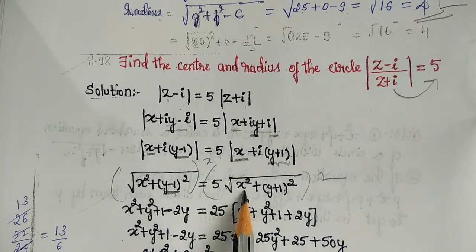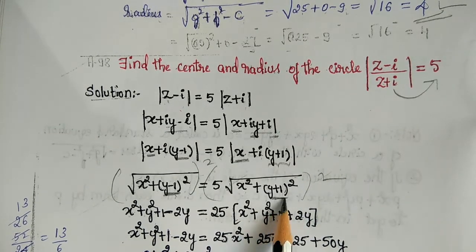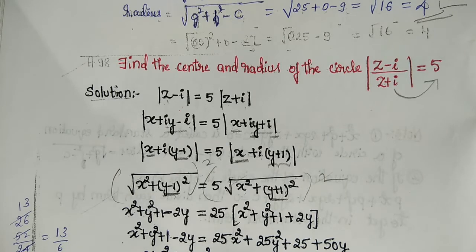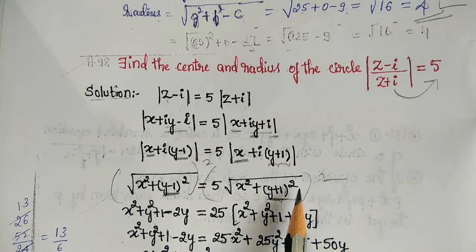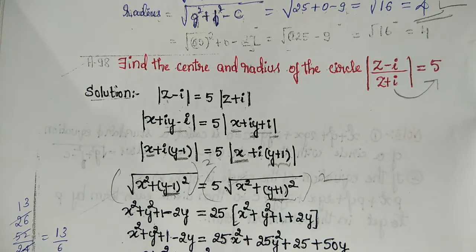So here the square and root get cancelled. We remain with x square plus (y plus 1) whole square. What is (y plus 1) whole square? It is in the form of (a plus b) whole square. Therefore x square as it is, plus y square plus 1 plus 2y. So expand (y plus 1) whole square by means of (a plus b) whole square.